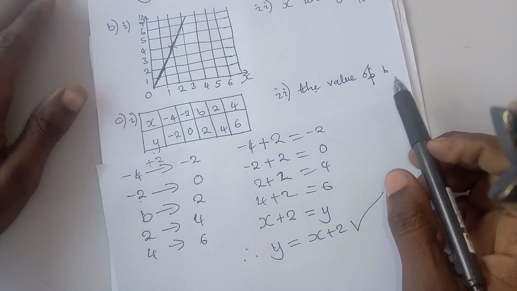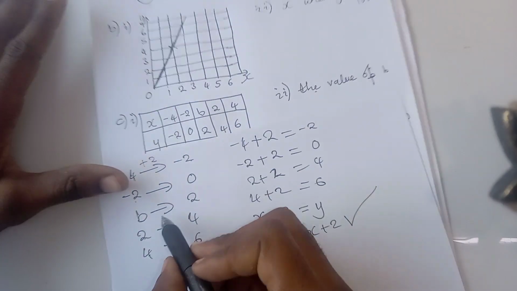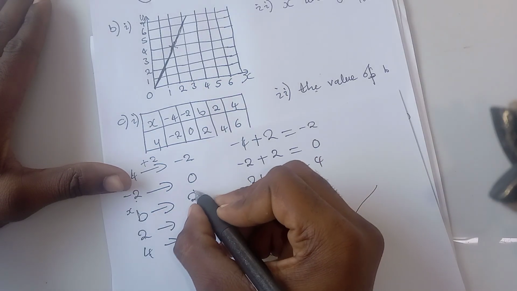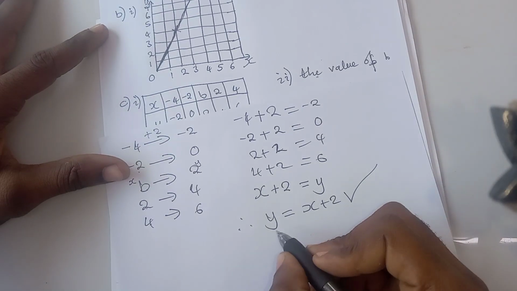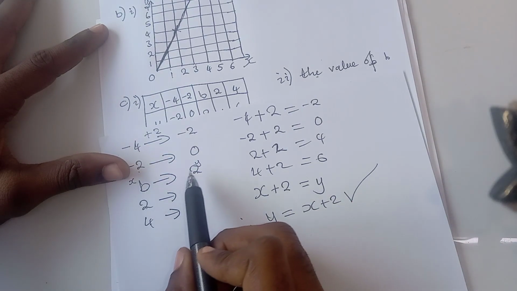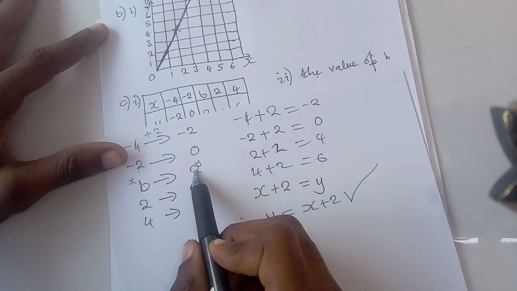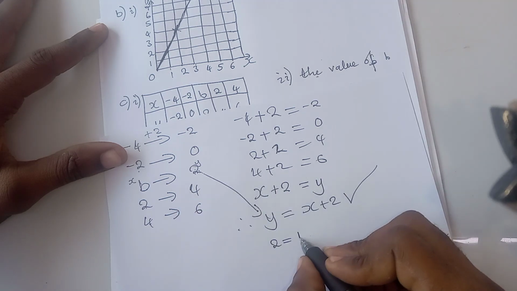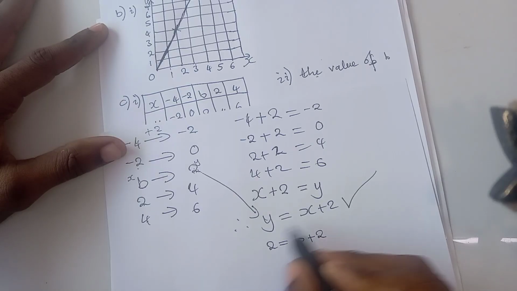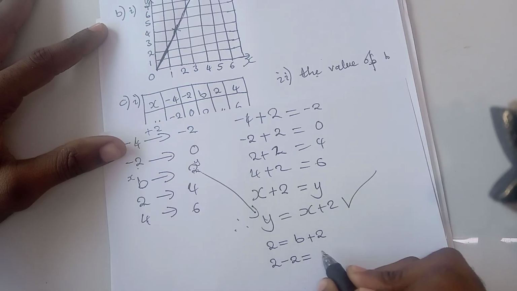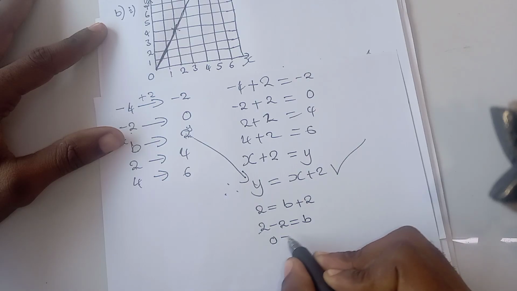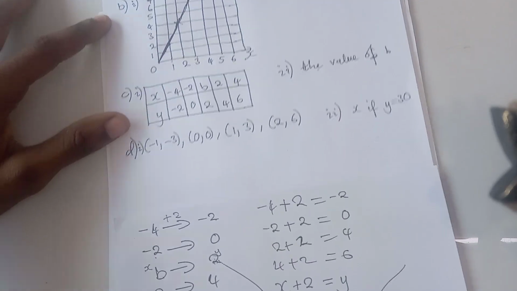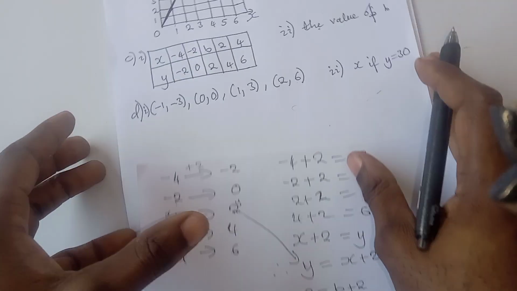And then find the value of b. So b here is being mapped to 2. So this is like your x, this is your y. In other words, they're saying find x when y is 2. So where there is y, just put your 2, and where there is x, put your b. Then you can take your 2 to the other side, so that this minus this is 0. Therefore, b is 0.